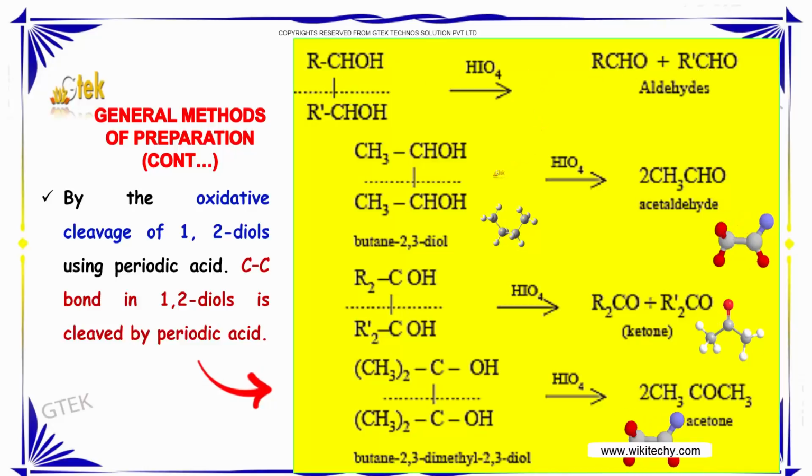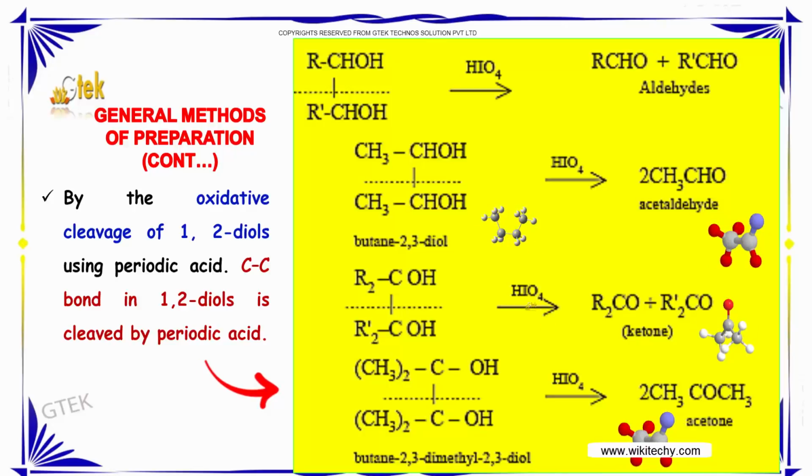Taking a practical example like butane-2,3-diol and using periodic acid, the bond between the carbon and carbon is broken to form 2 moles of acetaldehyde. The same applies to 2,3-dimethylbutane-2,3-diol. This results in the formation of ketones, namely acetone.